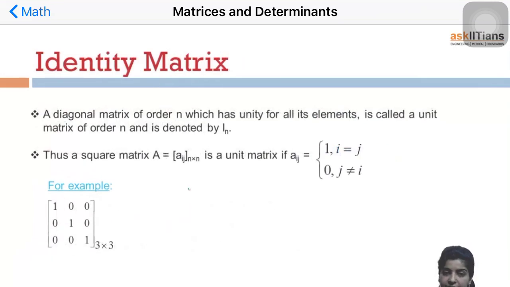Next we have the identity matrix. A diagonal matrix of order n which has unity for all its diagonal elements is called an identity or a unit matrix of order n, obviously, right? So mathematically we can say a square matrix is an identity matrix if Aij is 1 whenever i is equal to j and 0 whenever i is not equal to j. So again non-diagonal elements have to be zeros while the diagonal elements have to be 1, specifically 1. Then the matrix is termed an identity matrix.